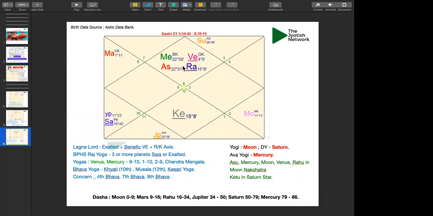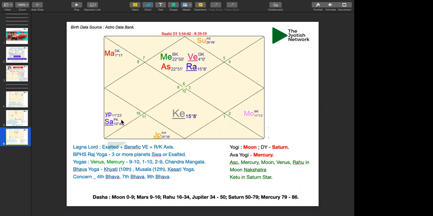So there's a whole lot of Raj Yogas getting formed here. There is the Chandra Mangala Yoga between Moon and Mars. There is a Khyati Yoga, Musala Yoga. There is a Kesari Yoga. There is, of course, concern for the 4th bhava because Jupiter is in a bad house.